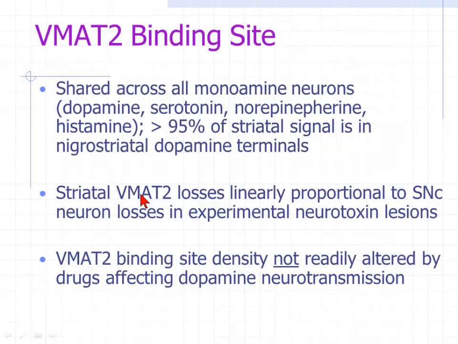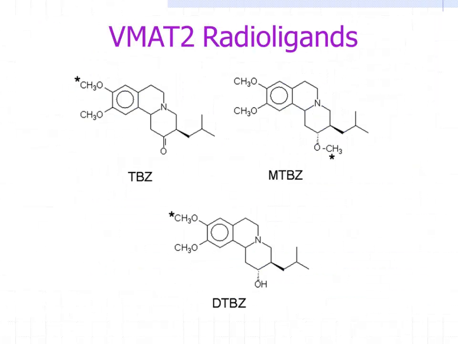Losses in VMAT2 sites are linearly and directly proportional to irreversible damage to these dopamine neurons, but the overall density of VMAT2 binding sites is not readily altered by changes in the activity in an intact synapse, whether that's by compensatory change in response to drugs, or whether it's a function in remaining nerve terminals after a partial lesion.